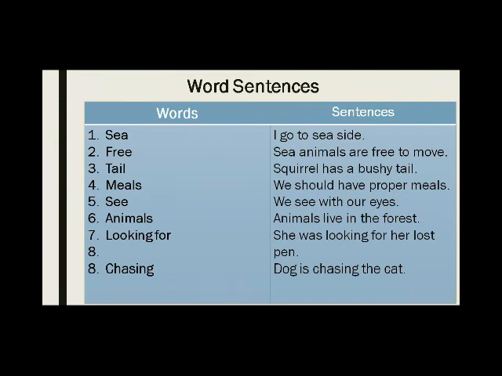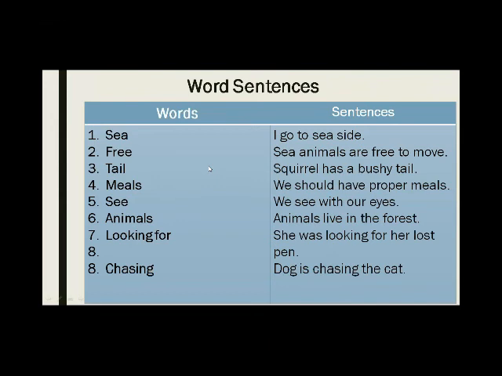The sentence of see is I go to seaside. The next word is free. Sea animals are free to move. Sea animals are moving free inside the water. So the sentence is sea animals are free to move.